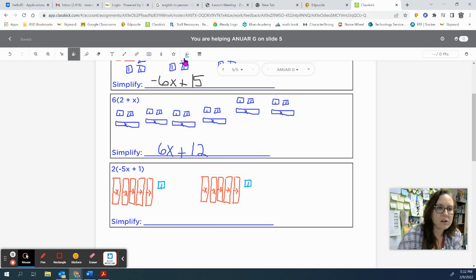So what do I have all together for my negative x's? Yeah, I have negative 10 x's now, right? I've got 5 here and 5 here. So I've got negative 10 x's plus 1, 2 plus 2.